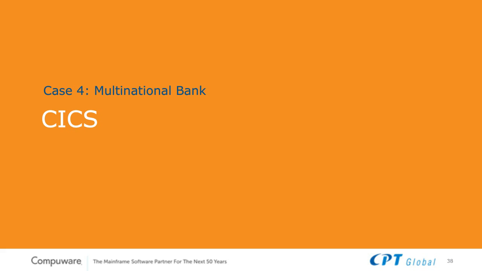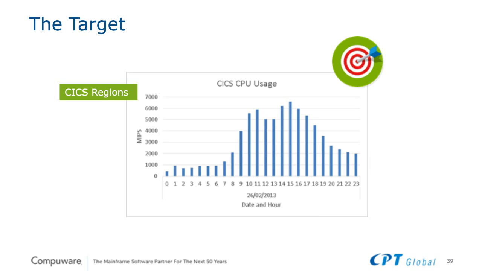So let's have a look at our last case, a multinational bank, and it's CICS. Again, the target, now this is no surprise, have a look at CICS here. It's actually peaking up at around about 6,000, 6,500 MIPS when it's going through its peak period. And I see that a lot. With some of the big guys, CICS is your core transaction processor. It's going to be chewing a lot of CPU. So this is not a big surprise.